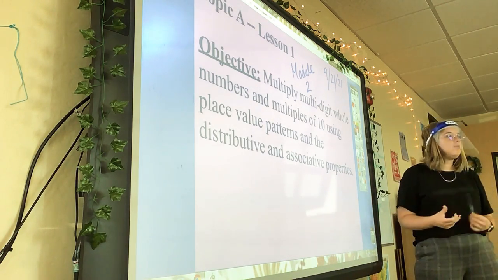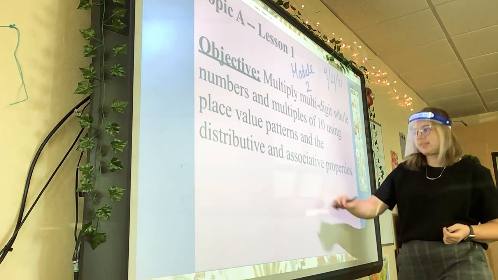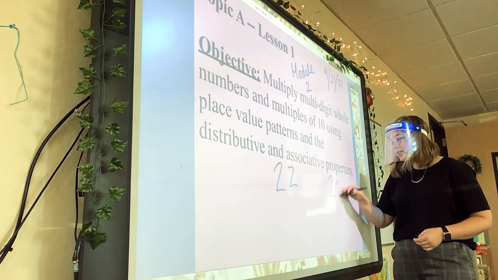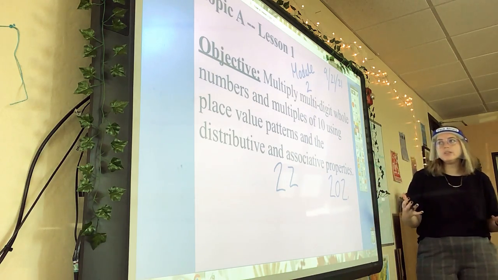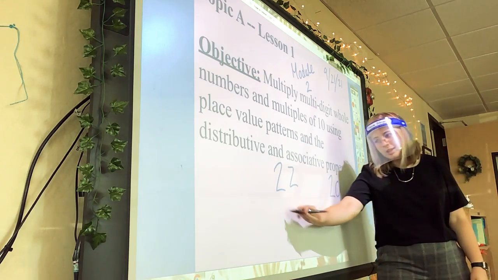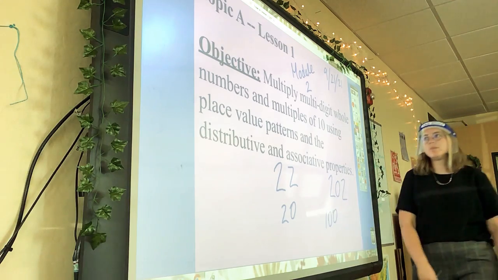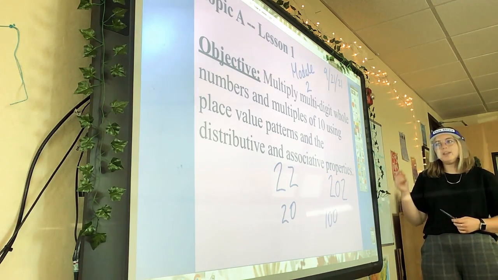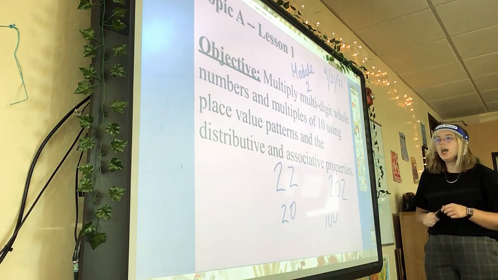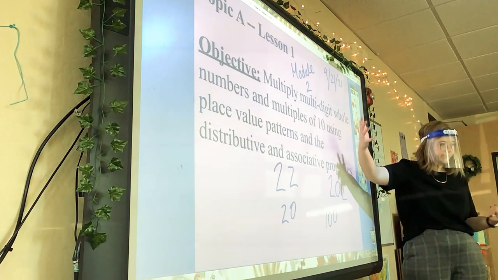So today our objective is we're going to multiply multi-digit whole numbers, okay? That's things that can range anywhere from like 22 to 202, and multiples of 10, right? So that's like 20 or 100 or things like that. Multiples of 10 using place value patterns and the distributive and associative properties. What are those, right? So bottom line, multi-digit whole numbers and multiples of 10, okay?